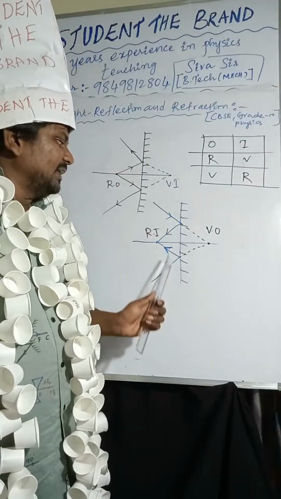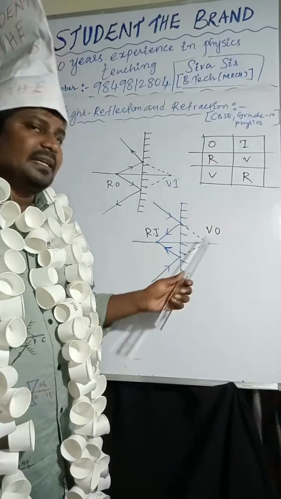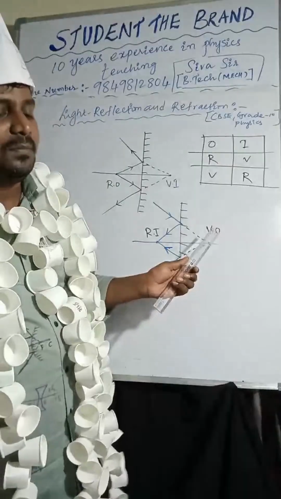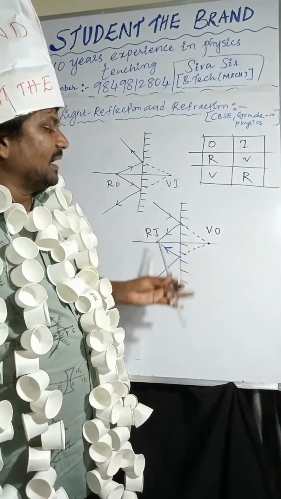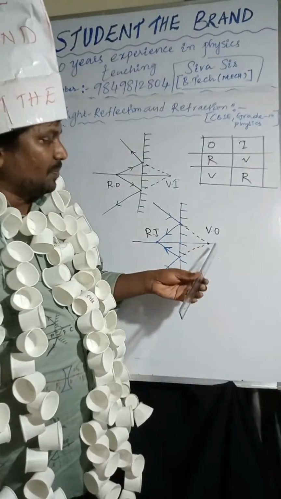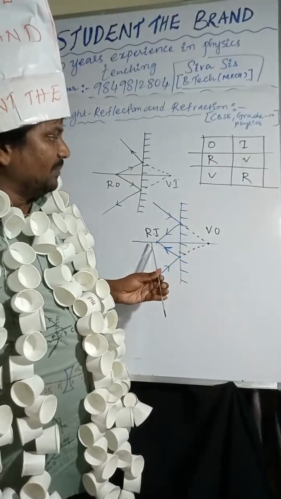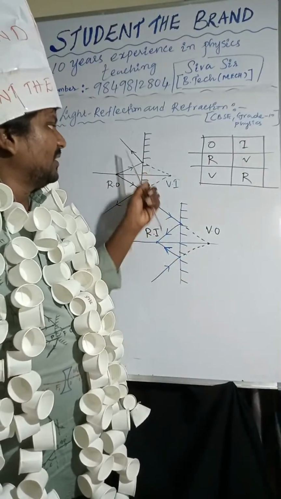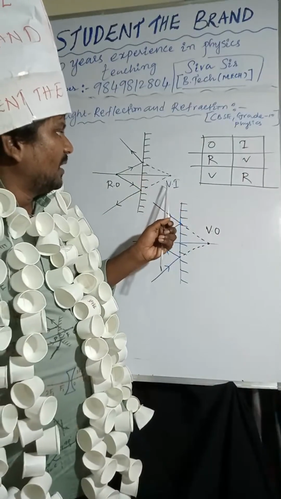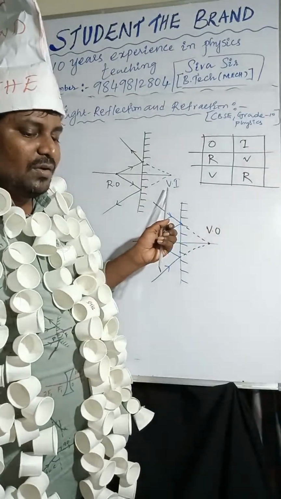So if you are extending these incident rays and the extended incident rays are meeting at one point, that is a virtual object. Reflected light rays directly meeting is a real image. Here, extending the reflected light rays, the extended reflected light rays are meeting at one point. That is called a virtual image.